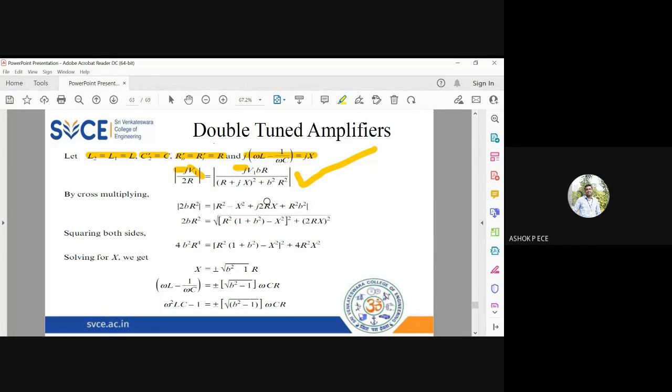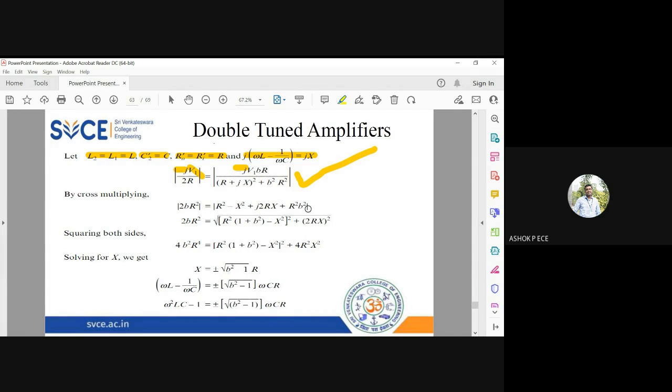So square both sides. When you square both sides, you will get 2b r square equal to root of r square into (1 plus b square minus x square plus 2rx) the whole square. So squaring both sides, what you get, 2b r square will become 4b square r power 4, and this entire term will be coming without the square root.